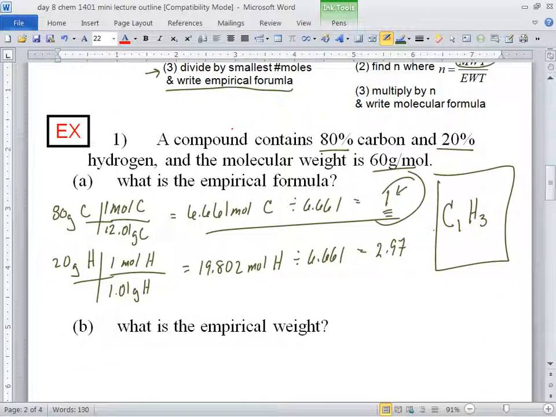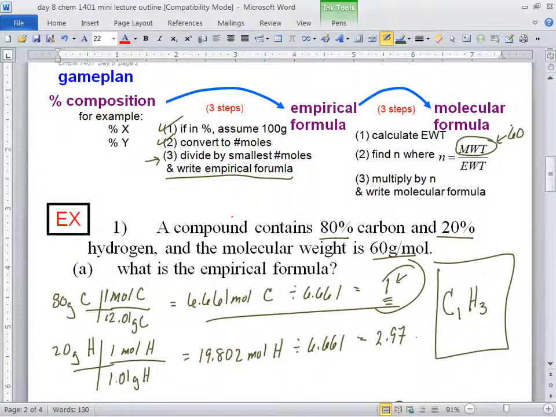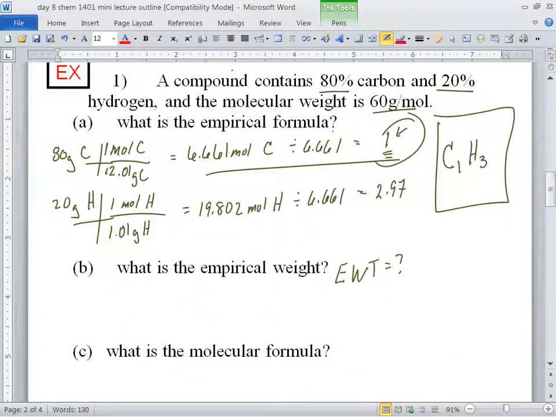So what is the empirical weight? In my little equation, that's EWT. Now they're saying, what is empirical weight? Because what we're doing is we're setting up to use this expression. So my EWT, empirical weight, Alyssa, how do I get that? So you'd add up what numbers to get it? Add up all the molar masses, she said.